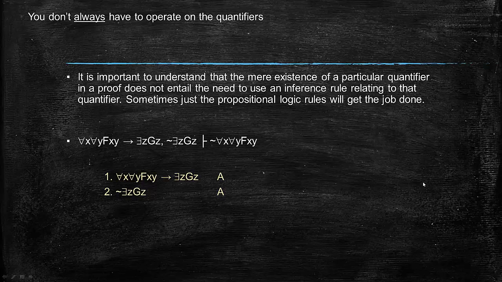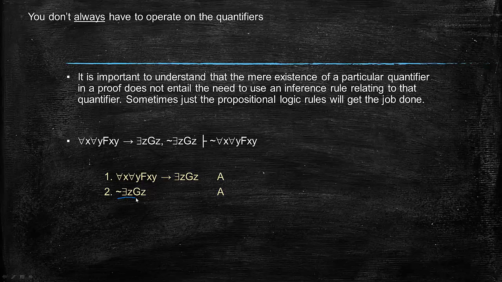We have two assumptions: if for all x and for all y, fxy, then there exists a z, gz. We're also given it's not the case that there exists a z, gz, and we're being asked to show that it's not the case that for all x and for all y, fxy. Now, if you're just starting out, you're going to say, okay, let's get busy here operating on these quantifiers, but just look at it for a second. You'll see you don't have to.